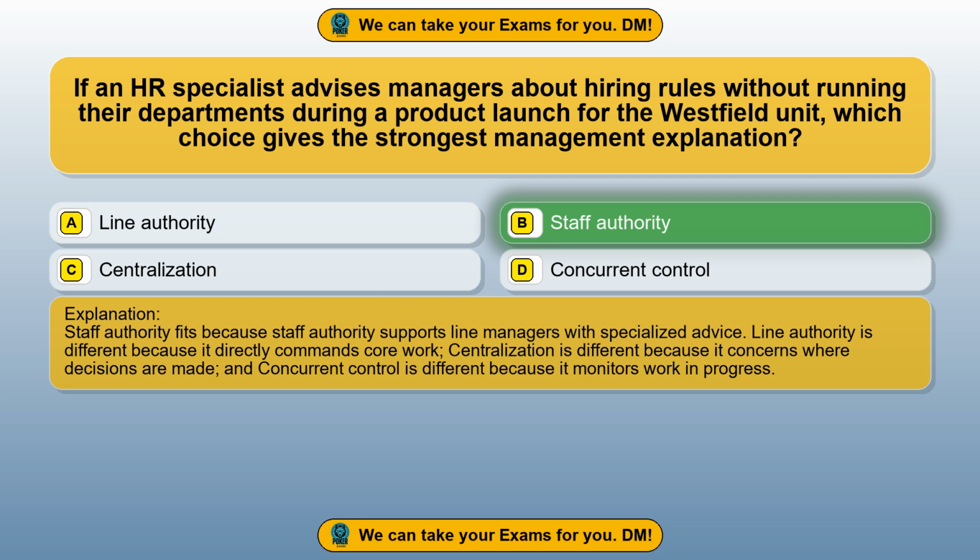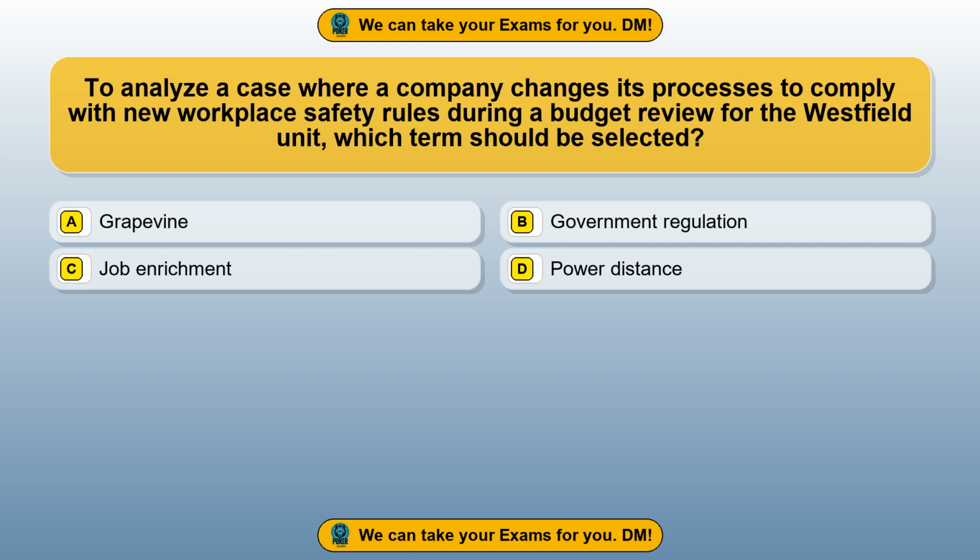Question 59. To analyze a case where a company changes its processes to comply with new workplace safety rules during a budget review for the Westfield unit, which term should be selected?